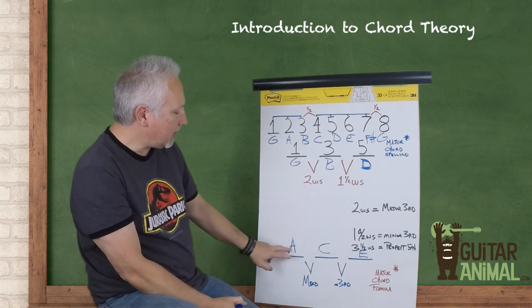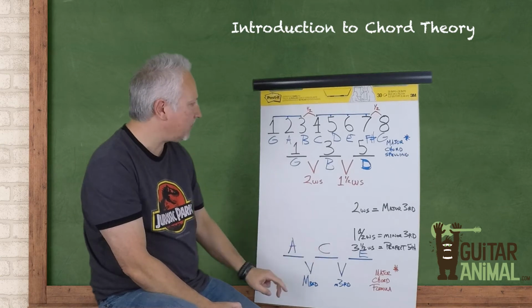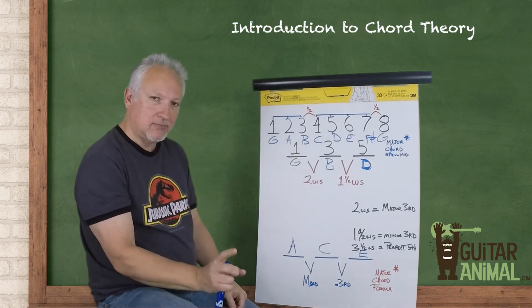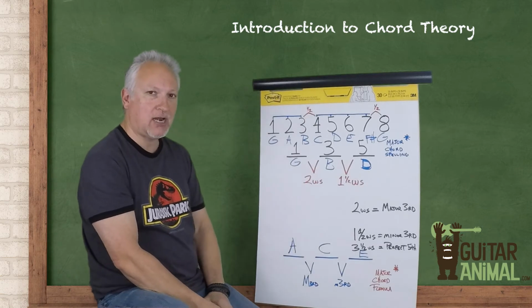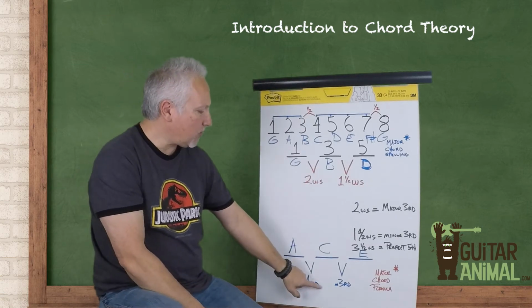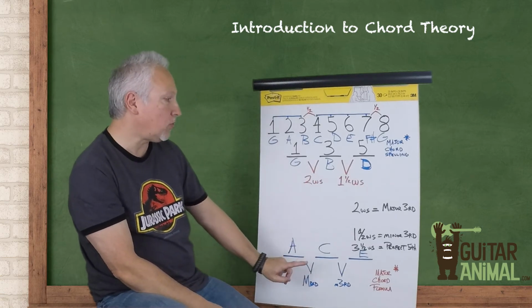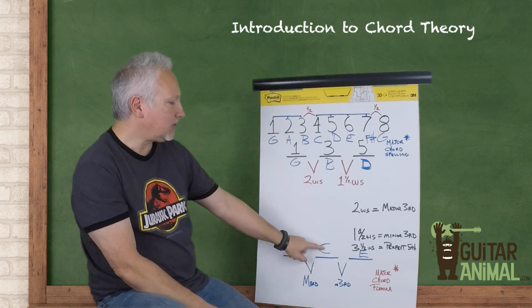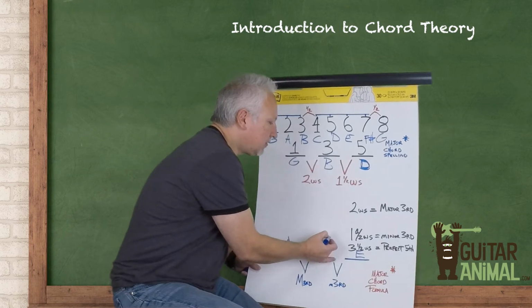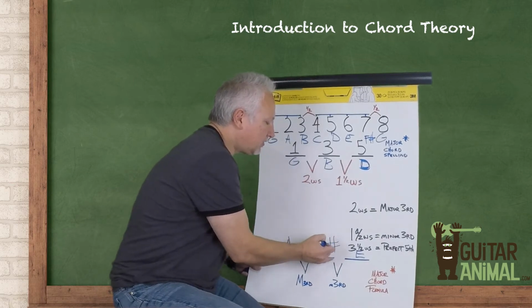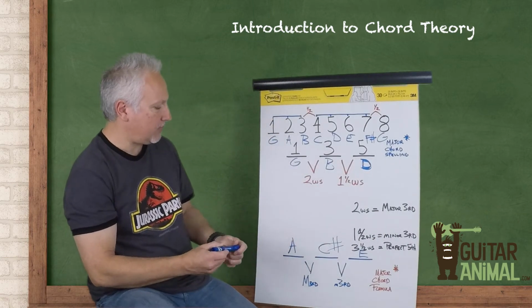The way that I would do that, how far is it from A to C? Well, A to B is 1 whole step, and B to C is a half. So A to C is 1.5 whole steps. Here I'm calling for a major third, which is 2 whole steps. So this C would have to become a C sharp. C sharp makes it 2 whole steps above the A.